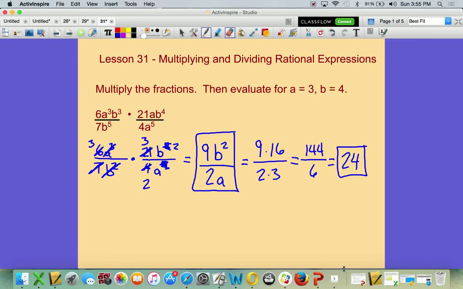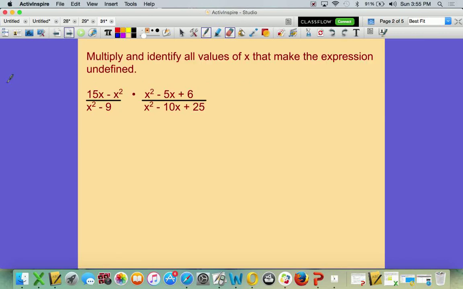Alright, next one. Multiply and identify all values of x that make the expression undefined. Remember, as we talked about before, that undefined part, you have to find that first. But before I even do that, I've got a whole bunch of expressions here. I'm going to throw parentheses around every single one of these expressions, because remember, when I do that, that means top and bottom have got to be exactly the same for me to cross anything off.